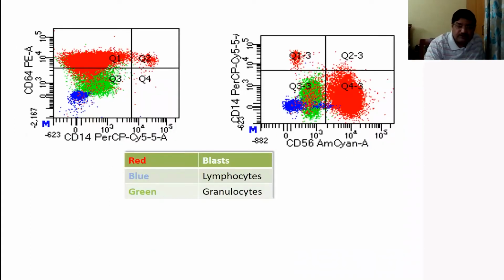So if you see this plot, they are positive for CD64, which is a monocytic marker. They are positive for CD56, negative for CD14. A very small population is CD14 positive, and a very small population is CD14 positive as well. So primarily CD64 being positive. Next.